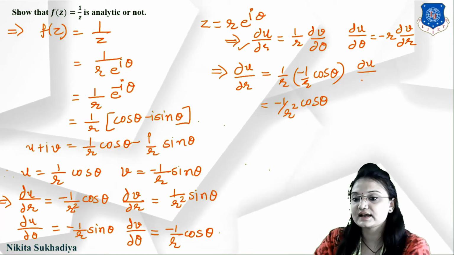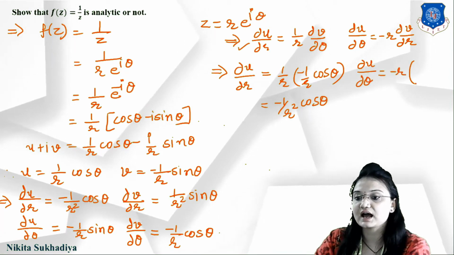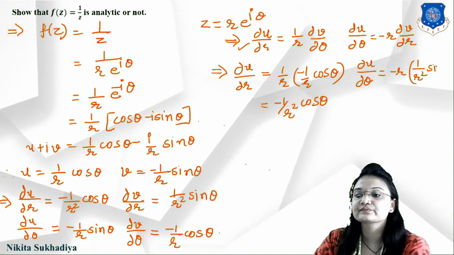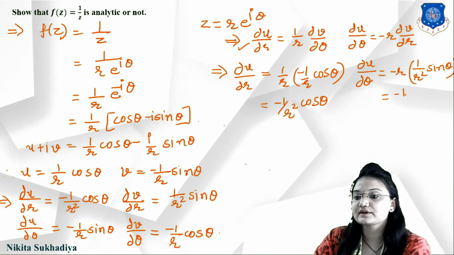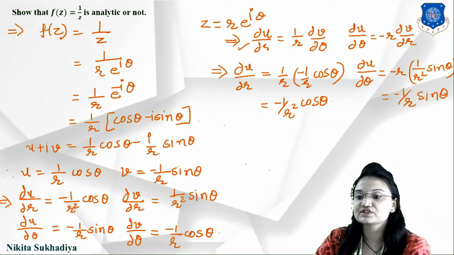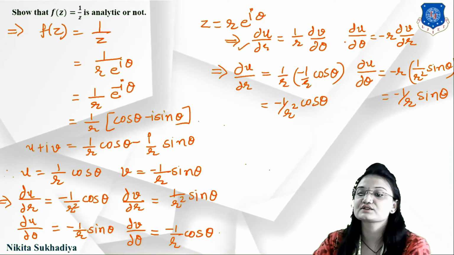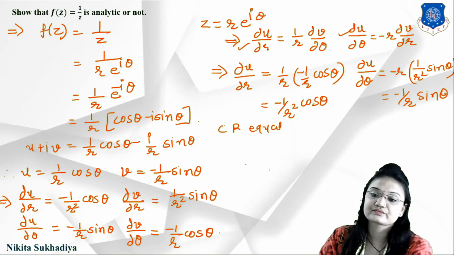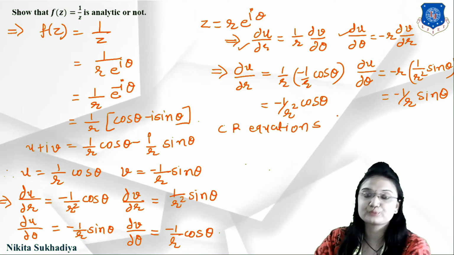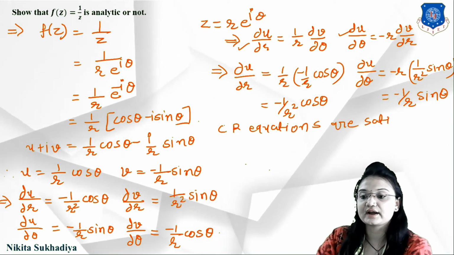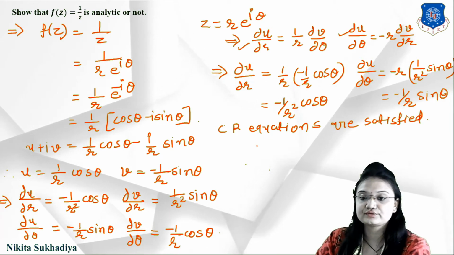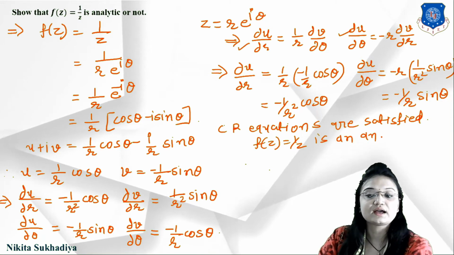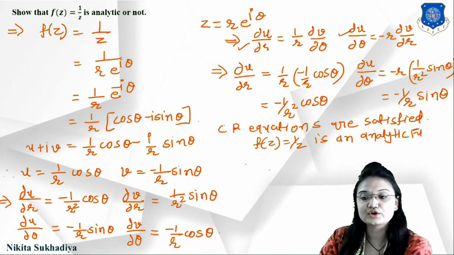Second, del u by del theta is equal to minus r del v by del r, and del v by del r is 1 upon r square sin theta. So this will become minus 1 upon r sin theta, which is equal to del u by del theta. So the second condition is also satisfied. So the CR equations in polar form are satisfied. So we can say that the function f of z is equal to 1 upon z is an analytic function.